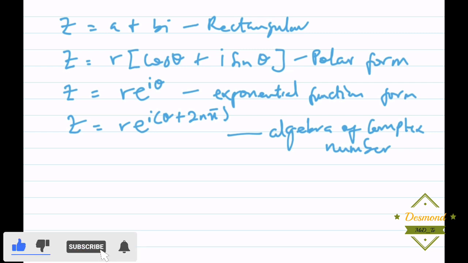In our next video, we are going to solve some examples of how to present complex numbers in all these forms. So watch out for my next video.